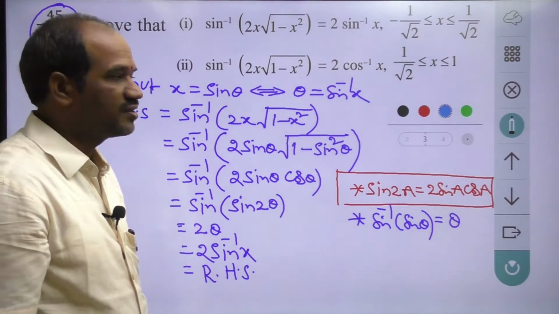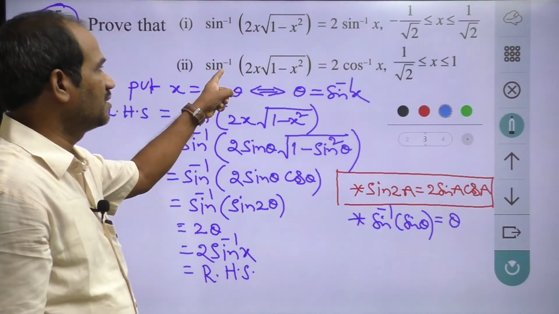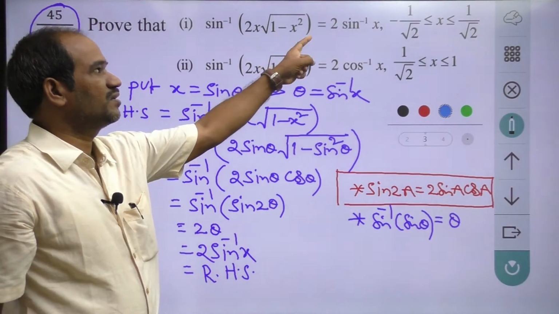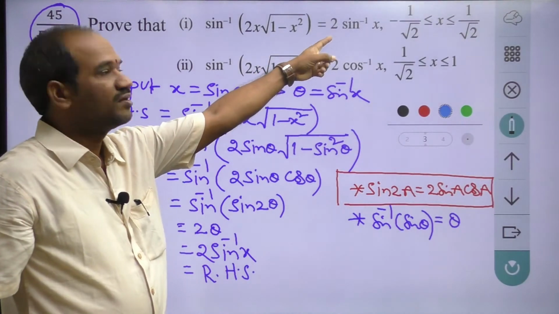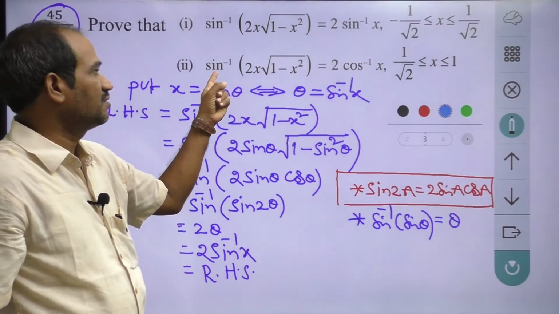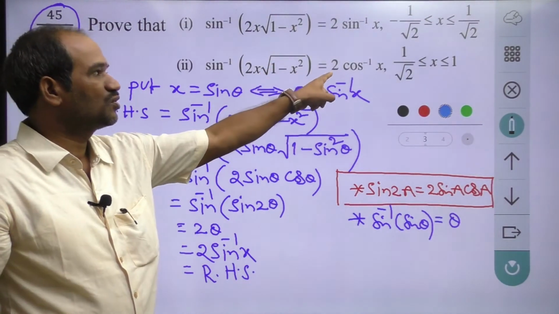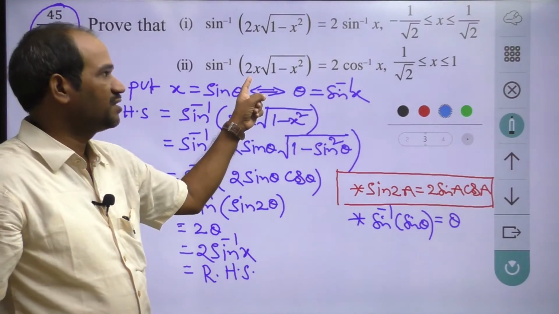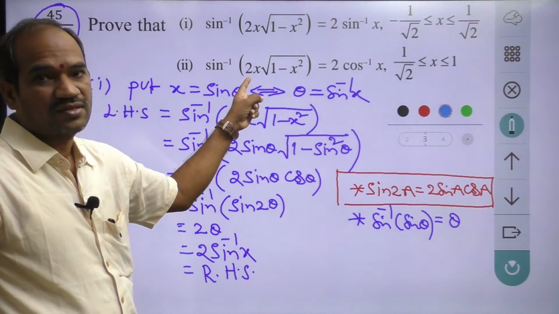Okay, see here in this next problem, the second question. In the first question, sin inverse of 2x root of 1 minus x square is equal to 2 sin inverse x, so put x is equal to sin theta. In the second question, the right side is 2 cos inverse x, so put x is equal to cos theta in this question.